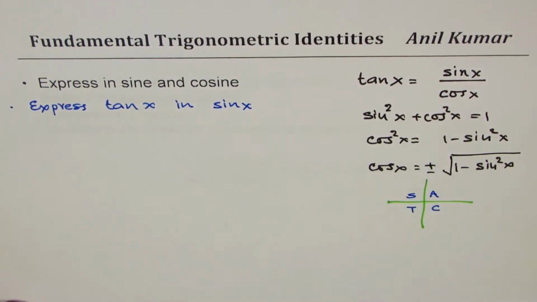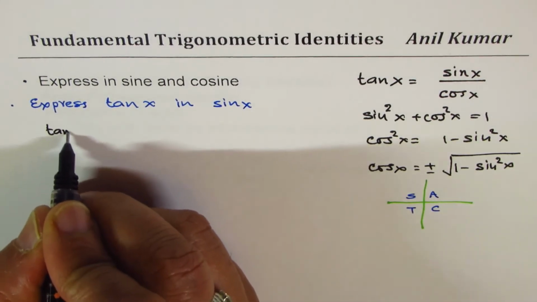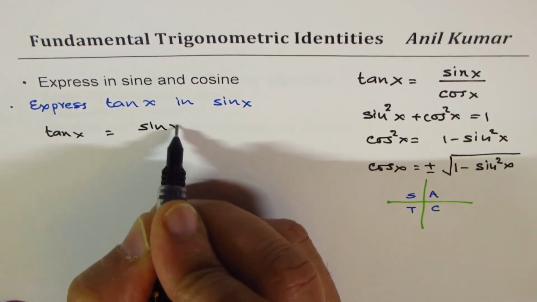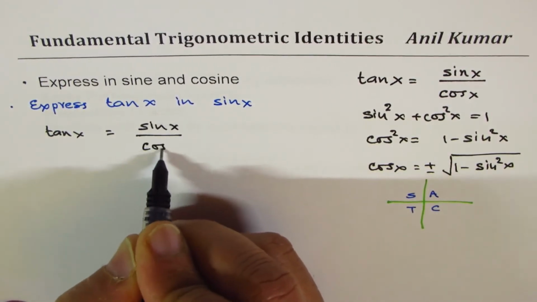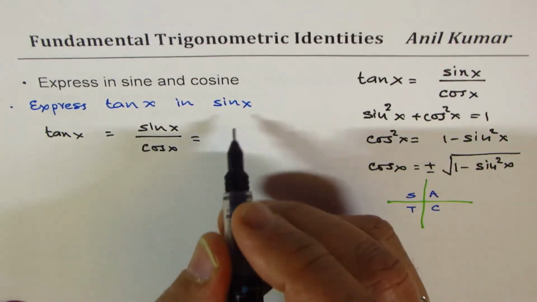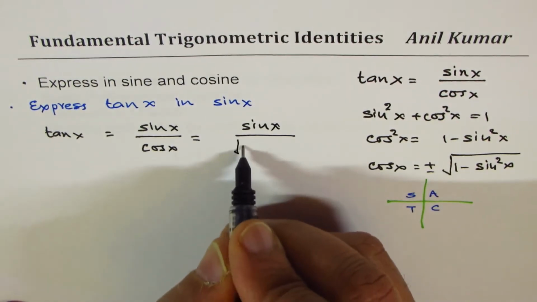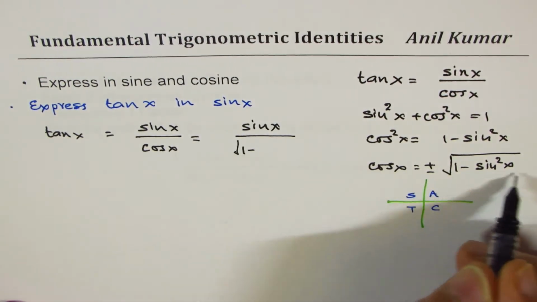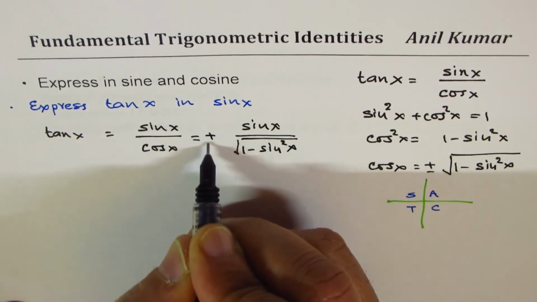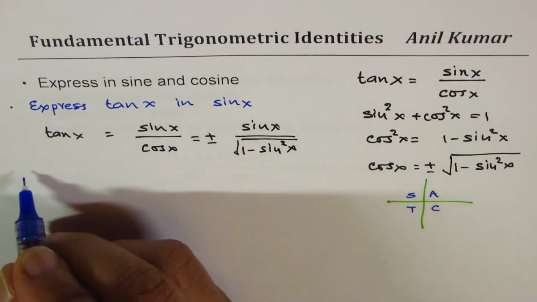But that also gives you an idea that if I have to write tan x as only sine x, what can I do? Tan x is sine x over cos x. I could replace cos x by that function, right? So I could write this as sine x over square root of 1 minus sine square x, plus and minus, correct?